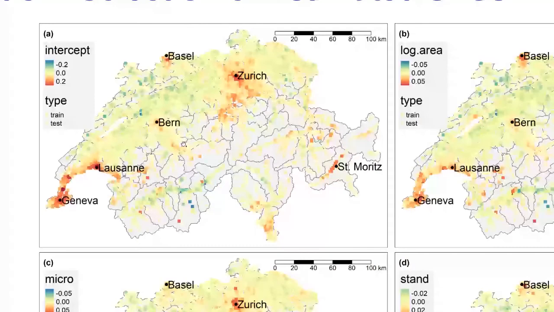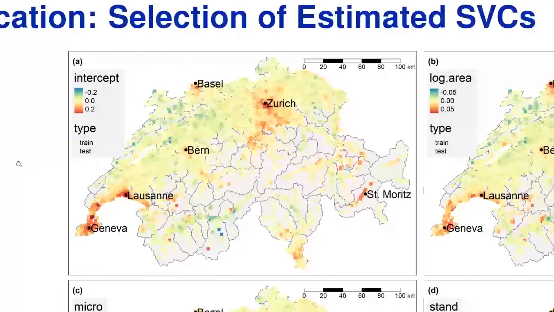For example, the SVC for the intercept is given in this panel here, and it can then be translated to the mean pricing. And you can see that around the metropolitan areas of Zurich and Geneva, the mean pricing level is higher than, say, in the rural areas of Switzerland, like to the northeast, northwest, and the alpine regions of Switzerland. This panel you could also obtain via classic geostatistical methods.